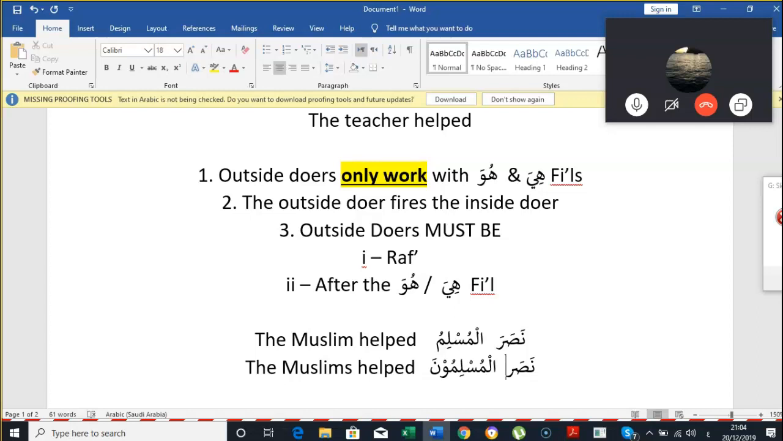Which one am I going to use? Nasara, why? It's masculine, you're talking about male Muslims. So I'm going to use the huwa version. Nasara al-Muslimuna. Translation is? The Muslims help. Is it rafa? Is it afterwards? Yes, it's rafa, and it's after the fi'l.